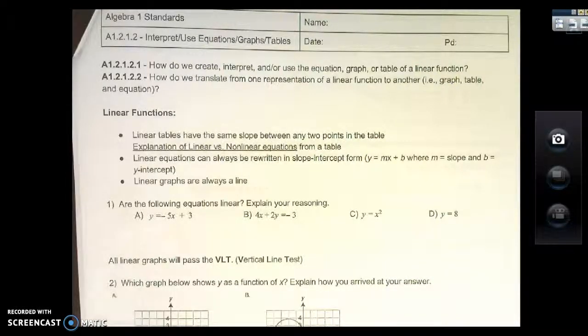Today we're taking a look at interpret, use equations, graphs, and tables. Before we can get to that, we need to discuss an important concept, which is linear functions, which should make some sense to you because you've dealt with this before. Linear tables have the same slope between any 2 points in the table. Examination of linear versus nonlinear equations from a table.